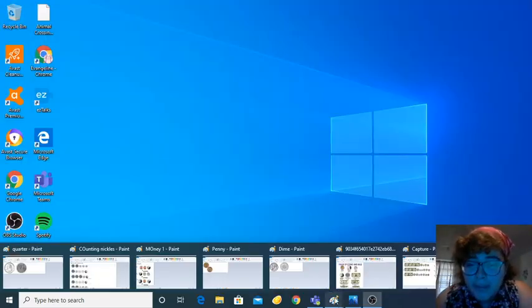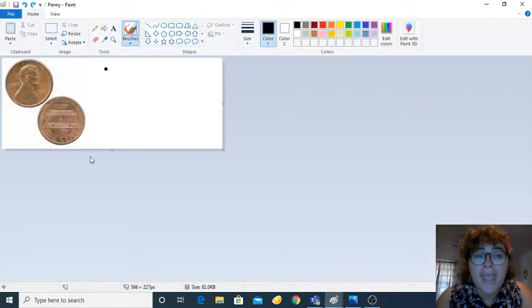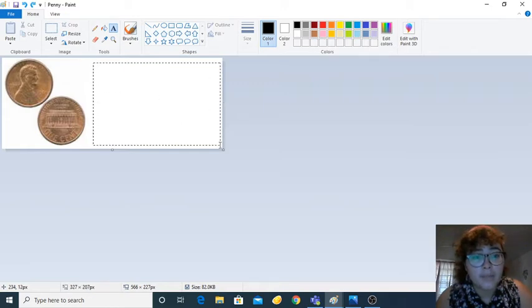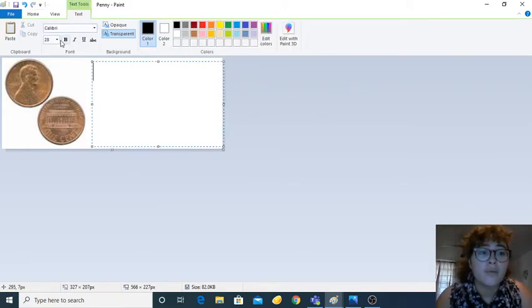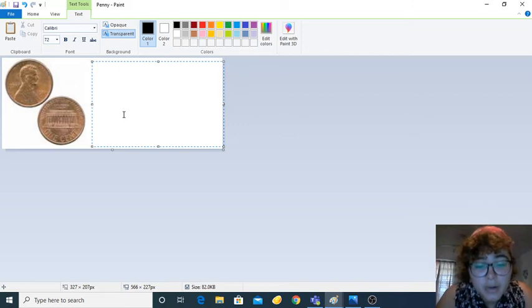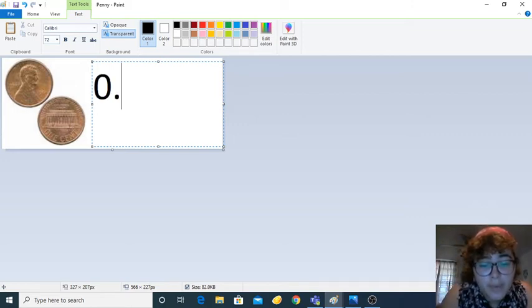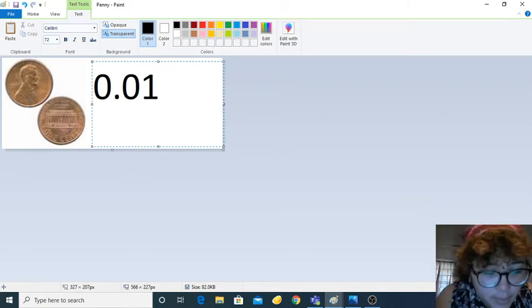So we're going to go back over here. We're going to go back over the worth of each coin. We have our penny. I'm going to create a box over here so I can write down how much a penny is worth. So I know you guys should know this already. We've gone over it quite a few times, but it's always good to review. A penny is worth 0.01 cents.